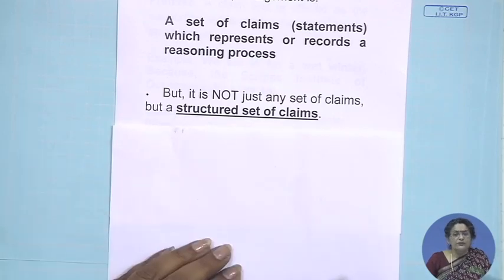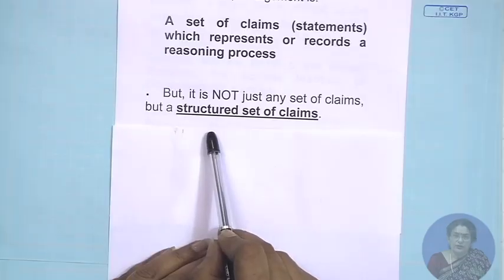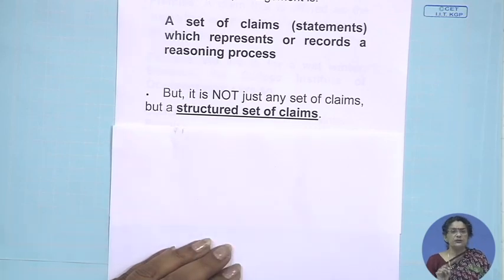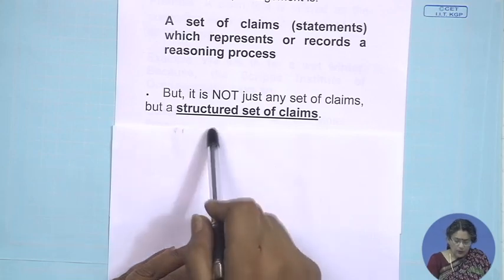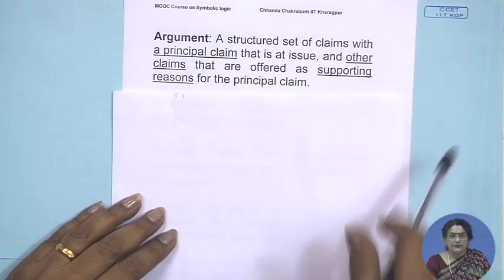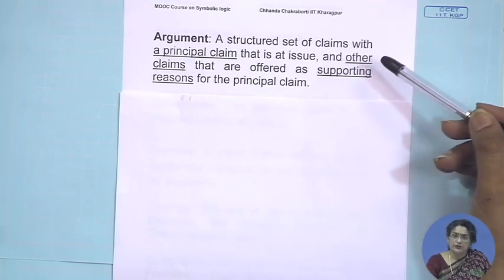So, remember, first of all, an argument is a set of claims, but it is not just any set of claims. It has a certain structure. It is a special structured set of claims. That is what we will call an argument. What is that structure? Let me explain that to you. The argument, as I already told you, is a set of claims, but then there is a logical structure inside that set. What kind of a structure is it?